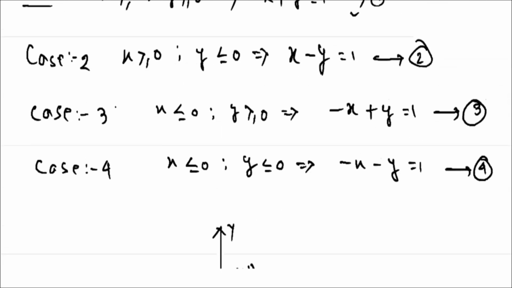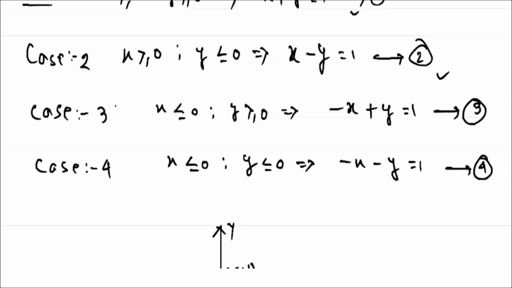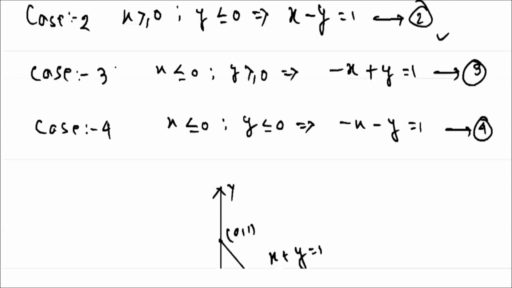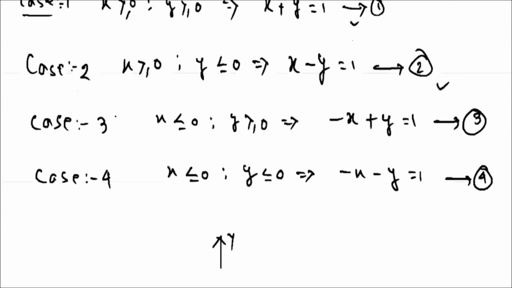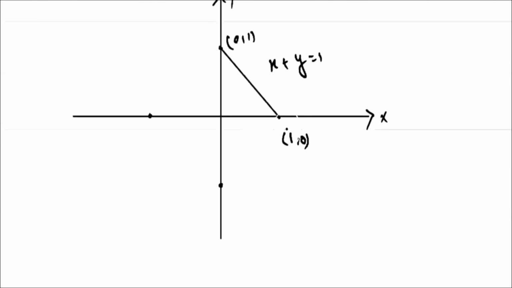Now we draw the second line, that is x minus y equals to 1. That line cuts the x-axis at a distance 1 and cuts the y-axis at a distance minus 1, which means the negative y-axis. So this is 1, 0 and this is 0 comma minus 1. The line joining these 2 points is the required line, x minus y equals to 1.